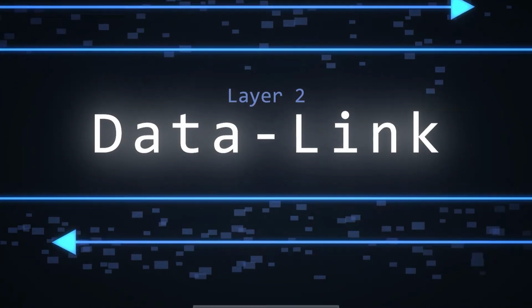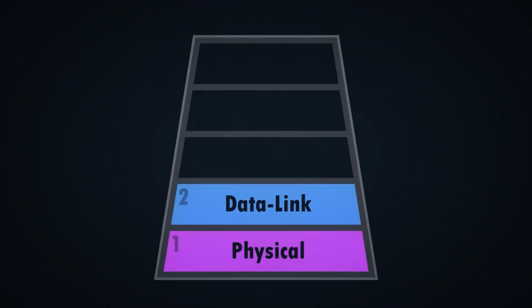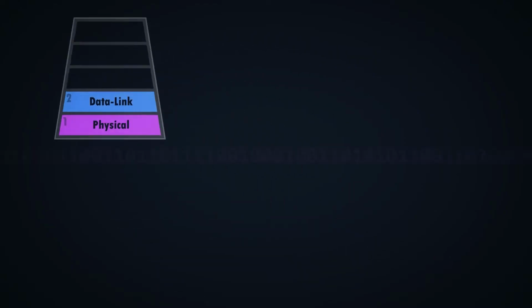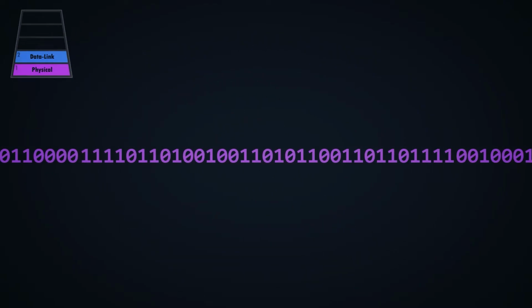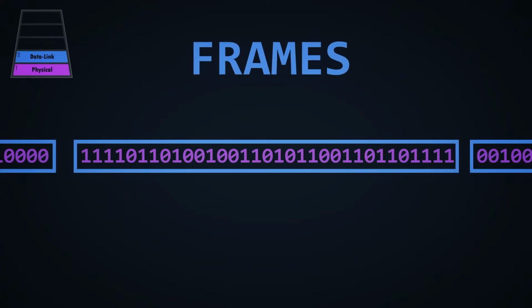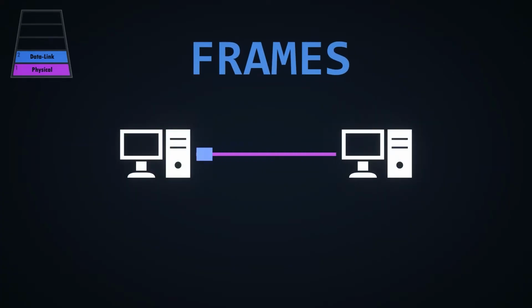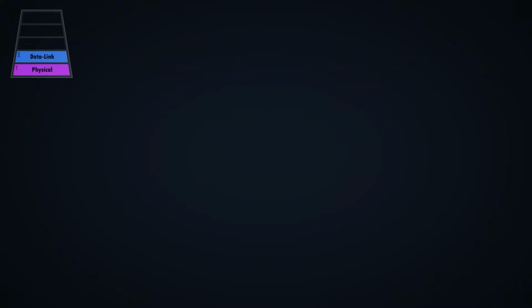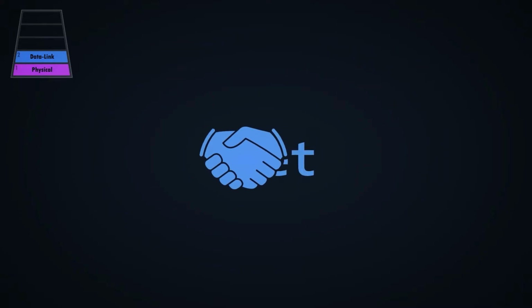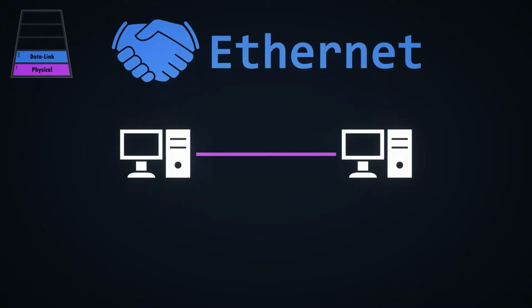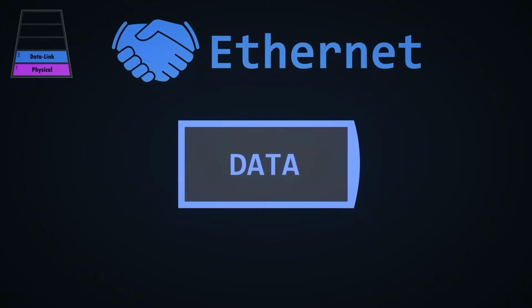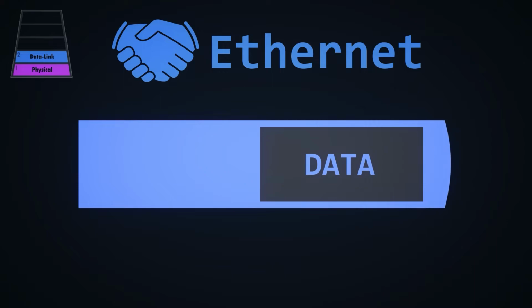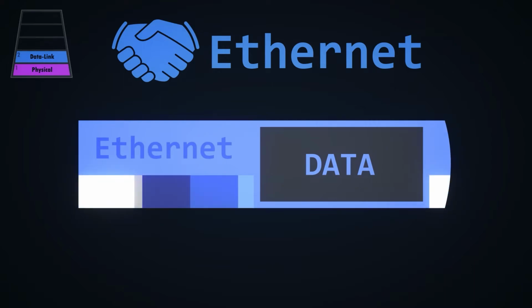The second layer uses the first layer to convey sequences of bits, but defines how they should be organized. What it does is split these sequences into groups called frames. These frames are sent across the network in an orderly fashion to prevent collision. An example for a second layer protocol is Ethernet. In addition to the transmitted data, Ethernet frames contain a header and a trailer with additional properties.